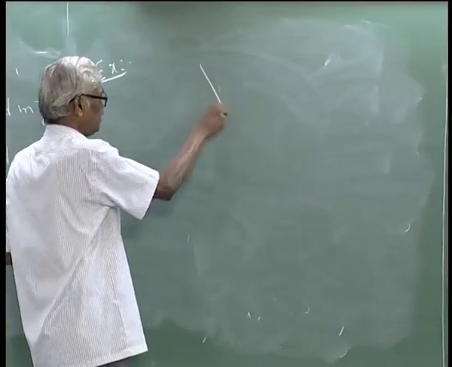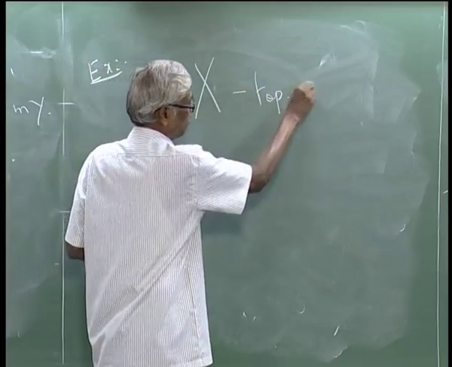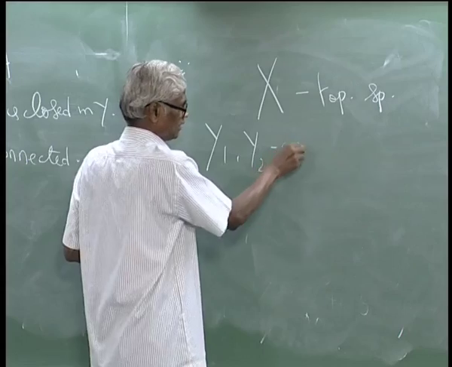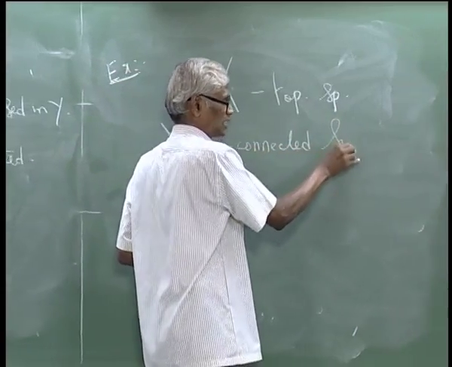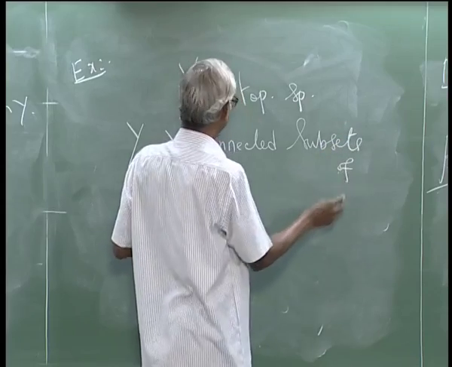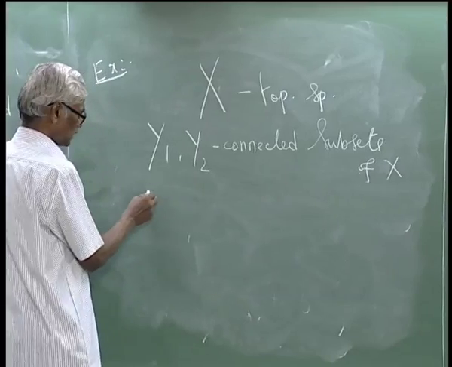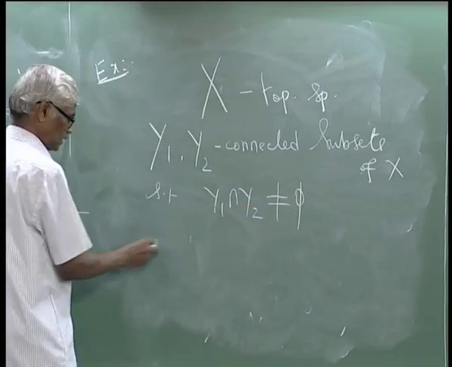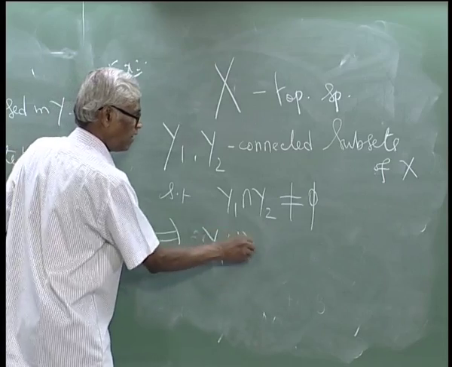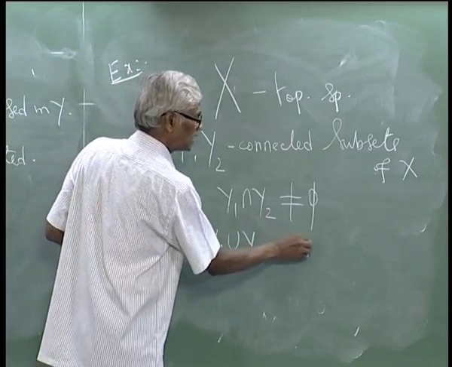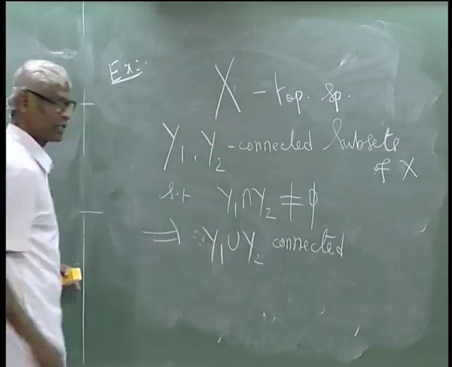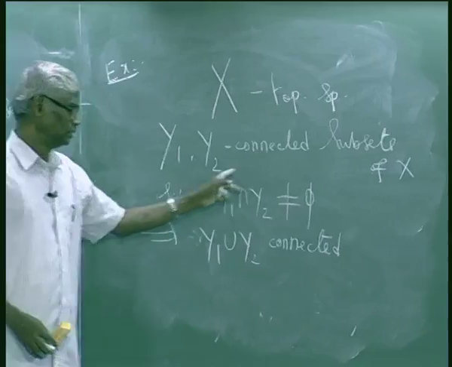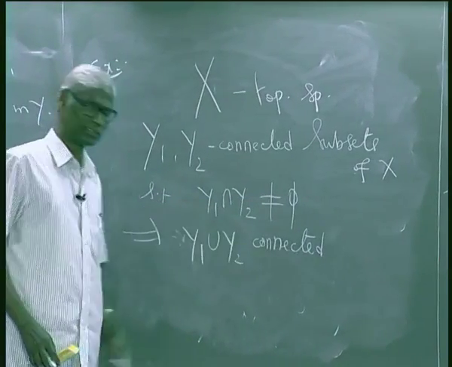Suppose you have X a topological space, and Y1, Y2 connected subsets of X such that the intersection is non-empty. Then this will imply the union is connected. In general, Y1 connected and Y2 connected need not imply the union is connected, but Y1 connected, Y2 connected and intersection non-empty will imply the union is connected.